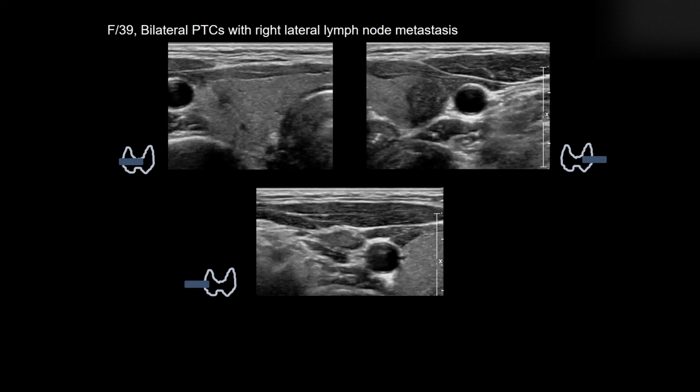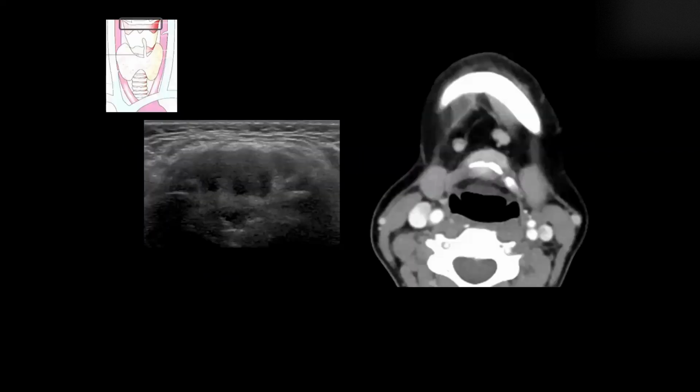After that, radioiodine therapy was performed. After treatment, serum thyroglobulin was increased. In meticulous US exam, mass was found around the hyoid bone. You can see the enhancing mass around the hyoid bone on CT. After removal of the mass, serum thyroglobulin was normalized.